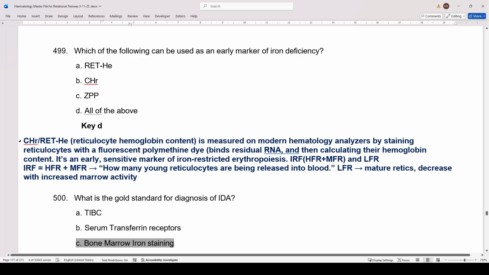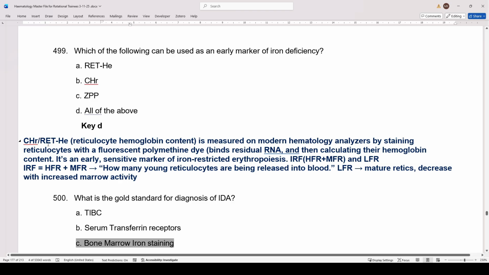Reticulated hemoglobin is the reticulocyte hemoglobin content. It is measured on modern hematology analyzers by staining the reticulocytes with a fluorescent polymethine dye. It binds residual RNA and then calculates their hemoglobin content. So what is the importance of that? It is an early sensitive marker of iron restricted erythropoiesis.